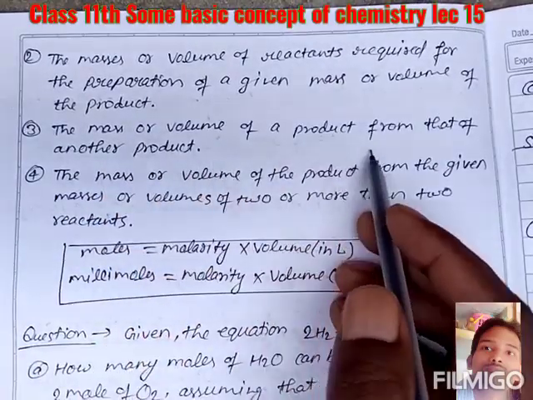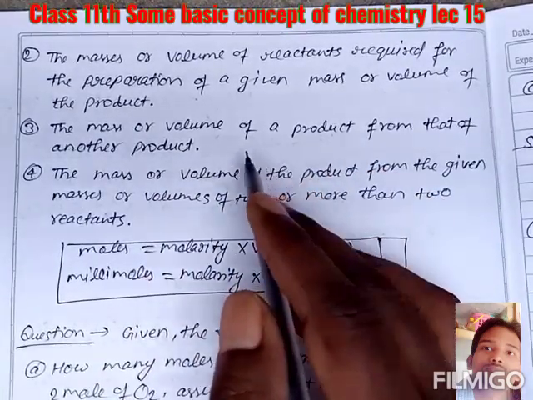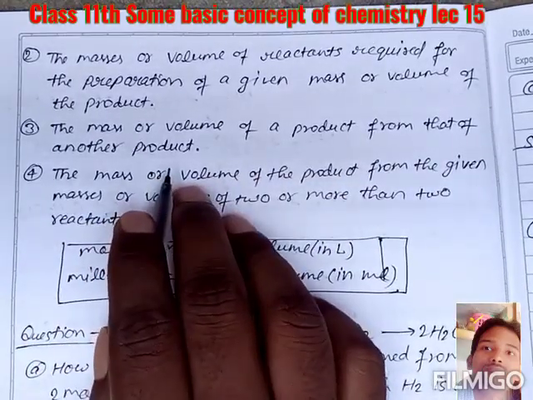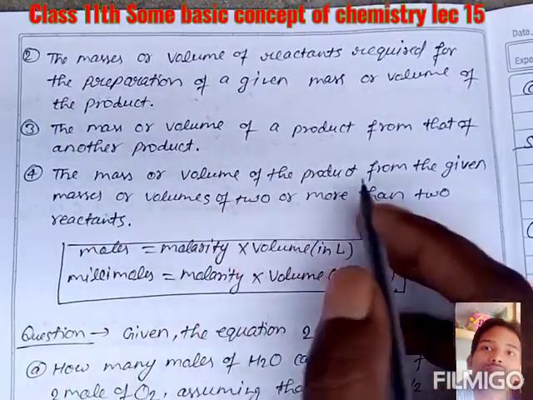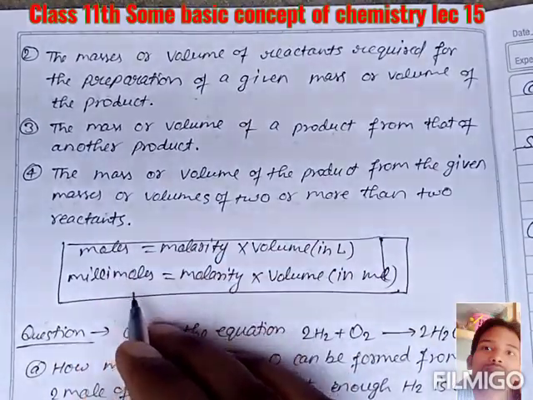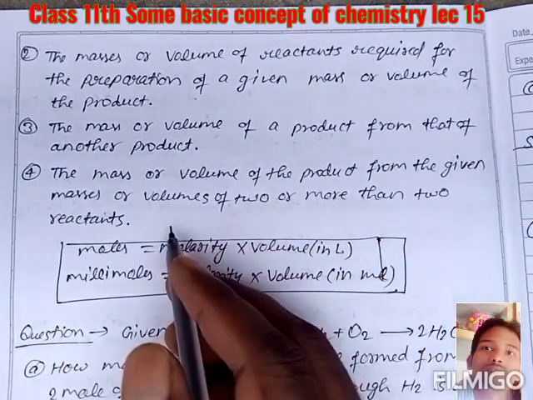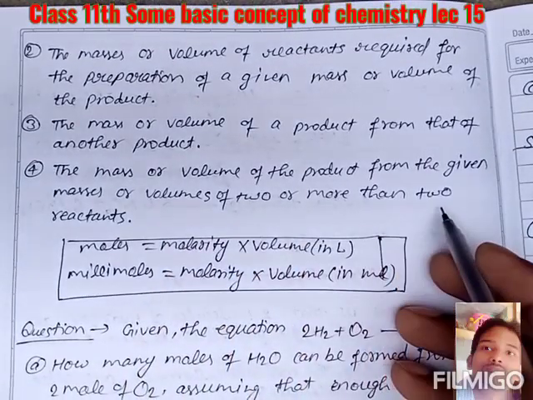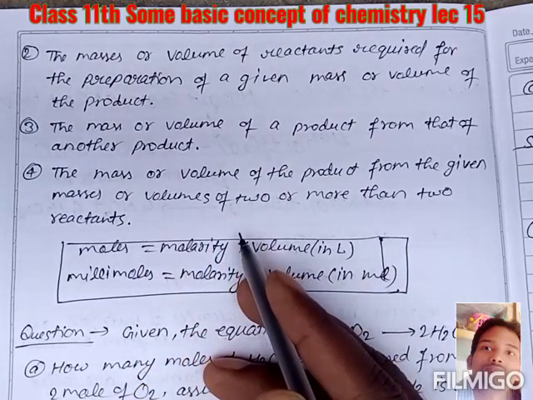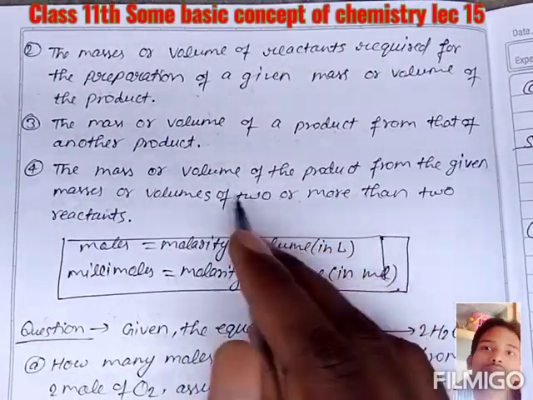The mass or volume of a product from that of another product. For any type of reaction, the mass and volume of a product can be found from that of another product. The mass or volume of the product from the given masses or volumes of 2 or more than 2 reactants. If there are 2 or more reactants, then each volume and mass can be taken, for example, in equal volume or masses.